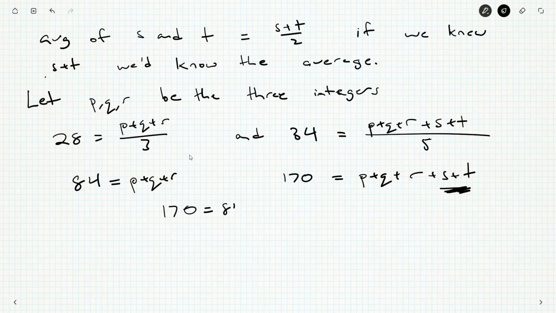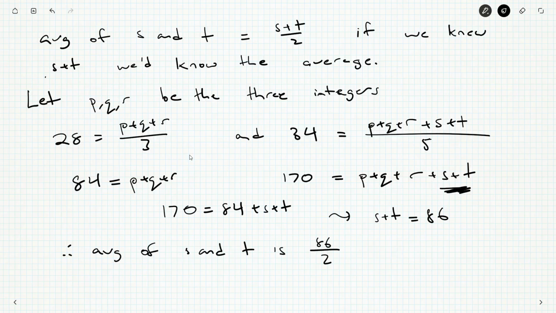So 170 is 84 plus s plus t. And if I rearrange, we get s plus t is not 96, it'll be 86, won't it? When in doubt, calculator it out. Yep, 86. So the average of s and t is 86 over 2, which will be 43. There we go, not so bad. Not so bad at all.